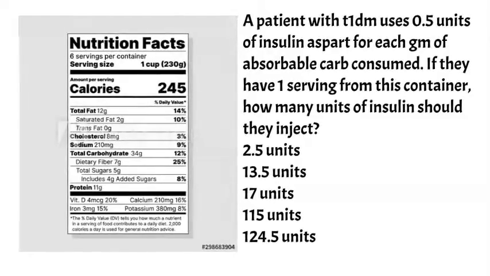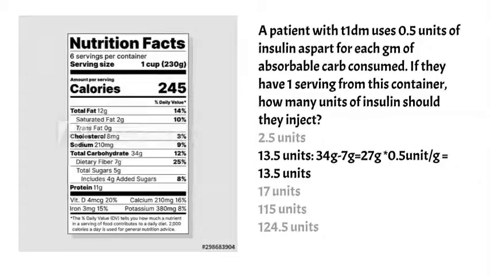If they have 1 serving from this container, how many units of insulin should they inject? The correct answer is 13.5 units. We have 34 grams of total carbohydrate in each serving. We're going to subtract the 7 grams of dietary fiber to equal 27 grams of absorbable carb. If we're using a half of a unit of insulin per every gram, 0.5 times 27 is 13.5 units.